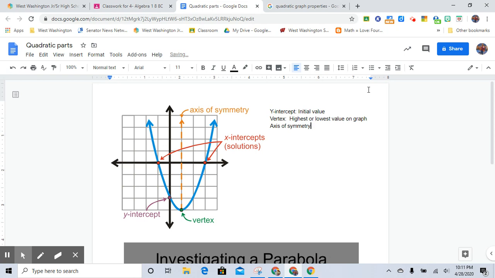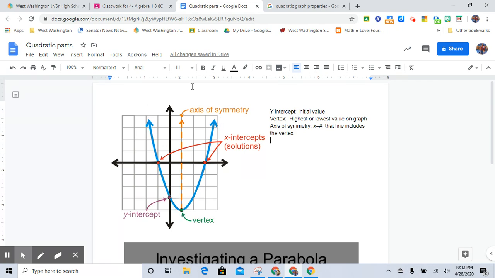The axis of symmetry is the line that includes the x value of the vertex. So x equals a number. That's a vertical line. Remember, x equals a number is a vertical line, and that line includes the vertex.